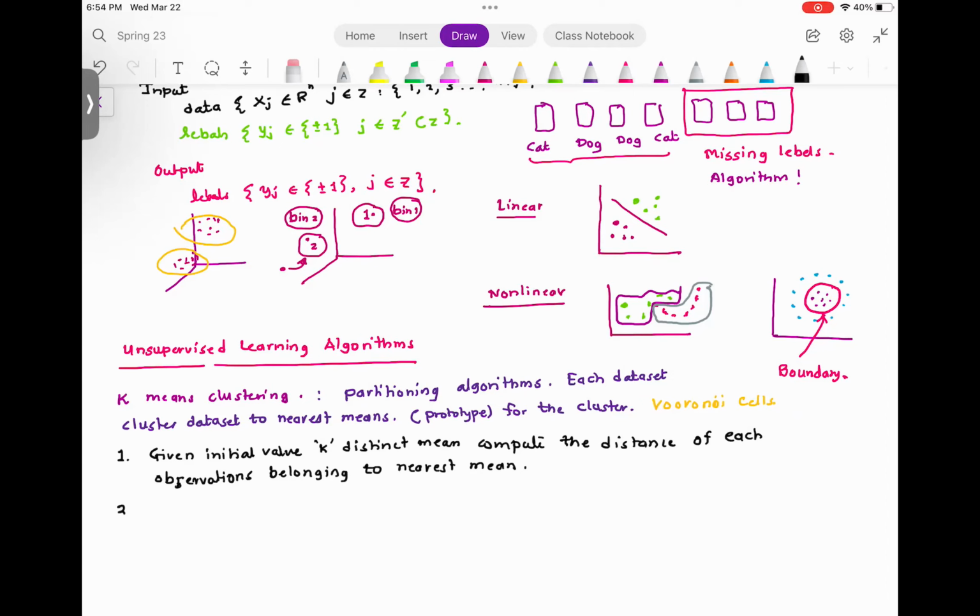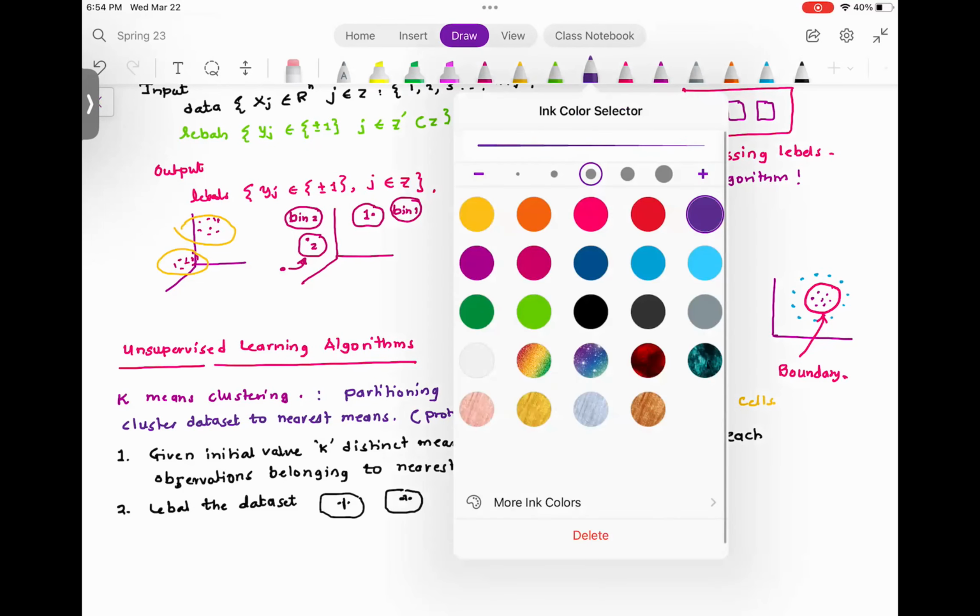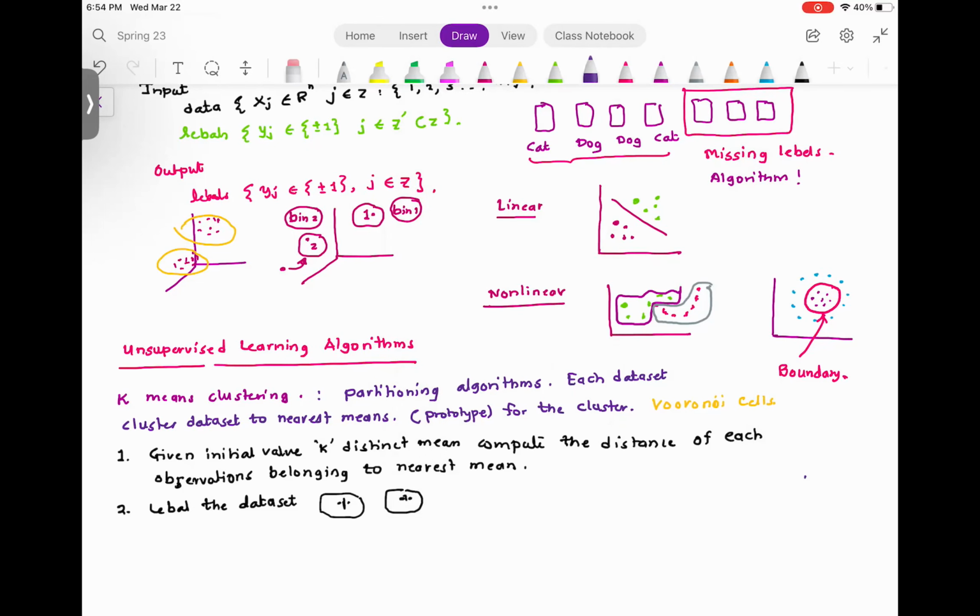Then what we do is we label the data set based on where it belongs. So if you have the k means, you have this mean, and then you label. So you do label 1, label 2, and you label these two data sets.